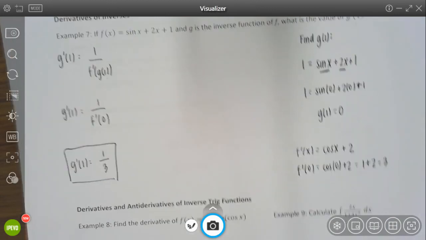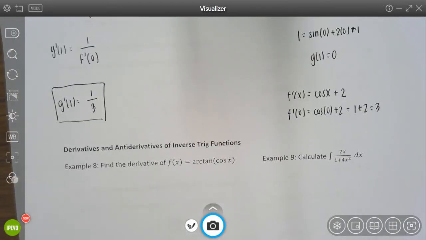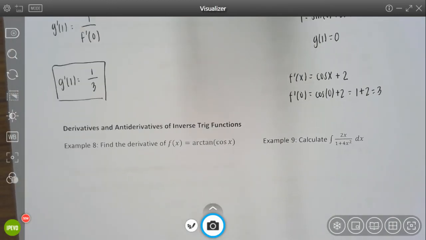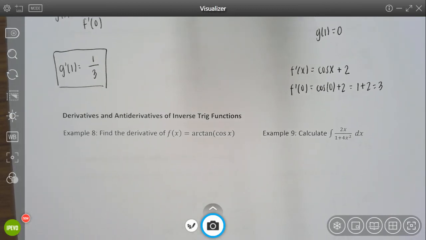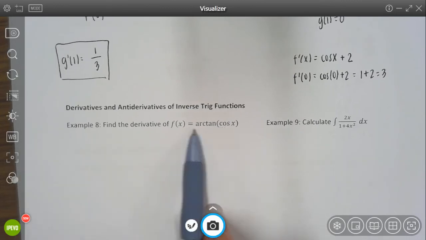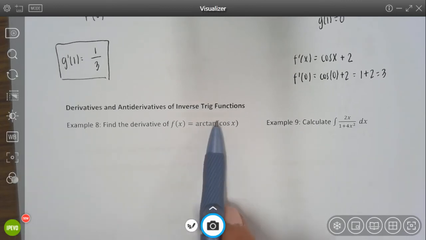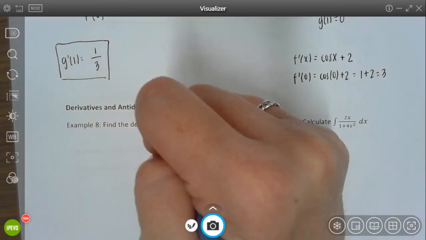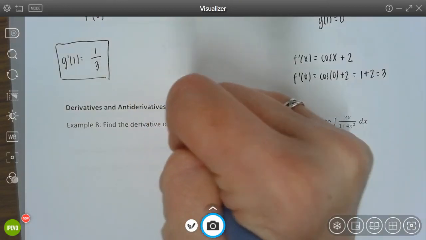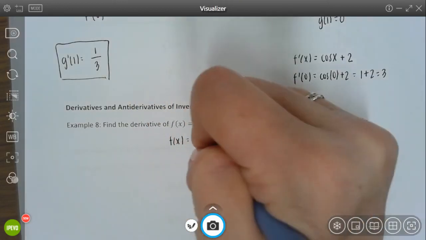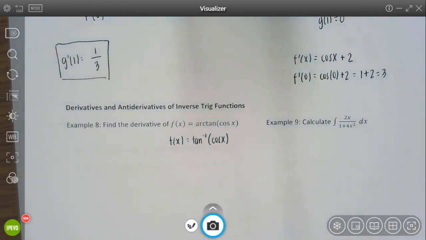And then the last type of inverse functions that we talked about were the inverse trig functions. So don't forget those formulas that we talked about, like 1 over the square root of 1 minus x squared and all those. You do definitely want to know those. So finding derivatives of those, that's where the formulas are going to come into play. So remember that arctan is really the same thing as saying the inverse tangent. So what I'm looking to do here is take the derivative of the inverse tangent of cosine of x.